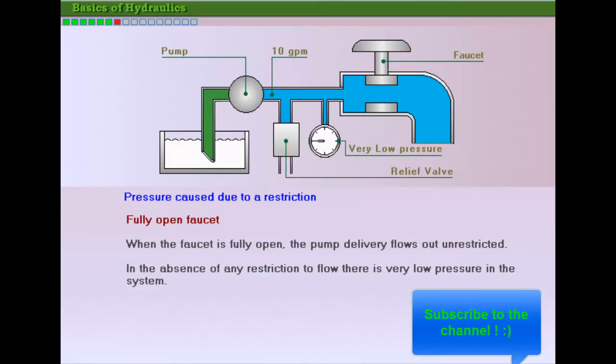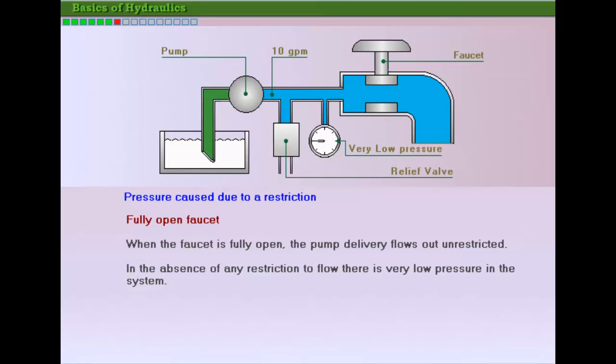This example depicts the development of pressure in a system due to a restriction in piping. A relief valve set at 1000 psi is connected to the pump outlet. Using a manually adjusted faucet, the flow is regulated by alternatively increasing and decreasing the size of the orifice. When the valve is fully open, the pump delivery flows out unrestricted, showing that there is very low pressure in the system.